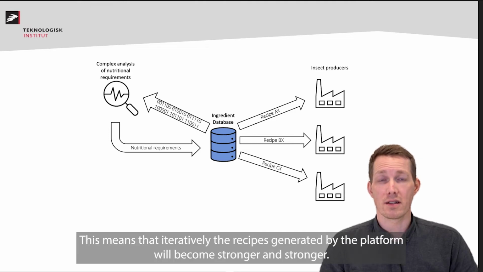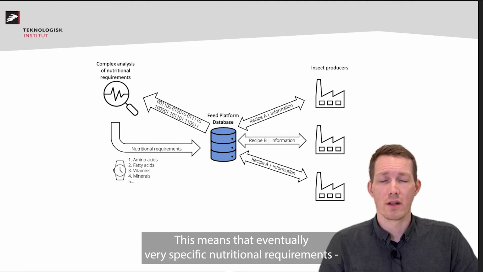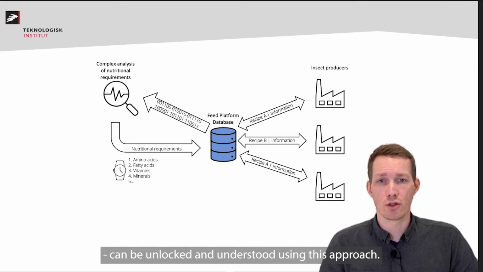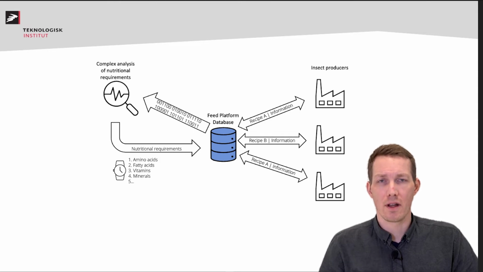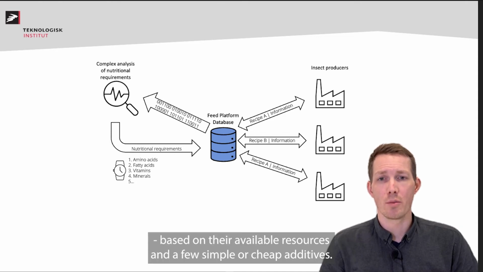This means that iteratively the recipes generated by the platform will become stronger and stronger. This means that eventually very specific nutritional requirements, for example amino acids, fatty acids, vitamins and minerals, can be unlocked and understood using this approach. This in turn allows the platform to generate the best possible recipes for the producers based on their available resources and a few simple or cheap additives.